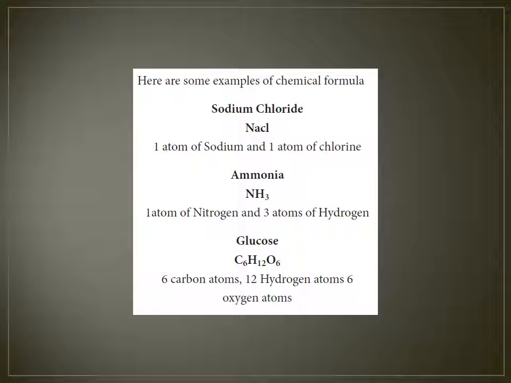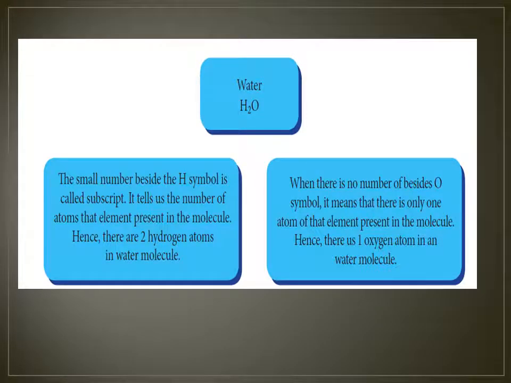Glucose C6H12O6, 6 carbon atoms, 12 hydrogen atoms and 6 oxygen atoms. Water H2O. The small number beside the H symbol is called a subscript. It tells us the number of atoms of that element present in the molecule. Hence there are 2 hydrogen atoms in a water molecule. When there is no number beside the O symbol, it means there is only one atom of that element present in the molecule. Hence there is one oxygen atom in a water molecule.